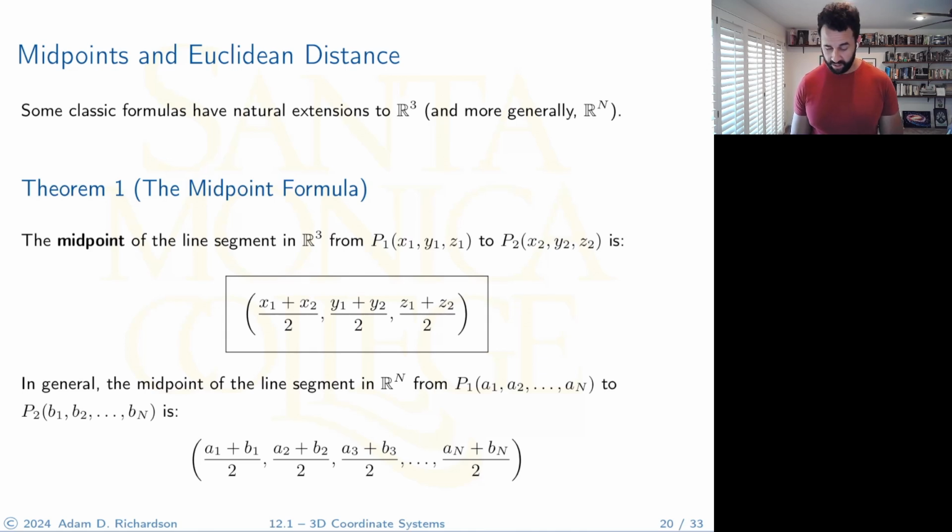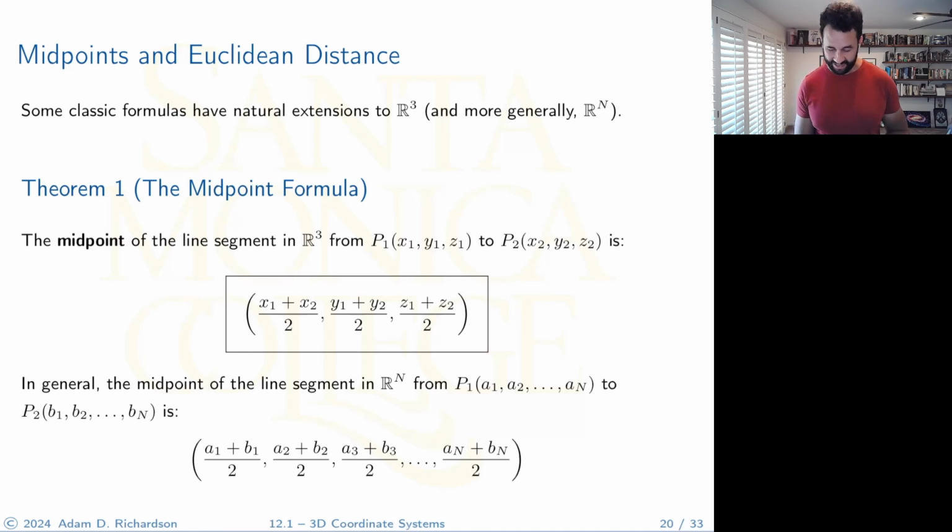That's basically it. In the past, you probably saw it in 2 dimensions, where you would just average the x coordinates, average the y coordinates, and that's the midpoint. So this idea extends in general to Rn. If you've got n-dimensional space, 1,000-dimensional space, however many dimensions you want, you can still talk about line segments in that space, and you can still talk about where the midpoint of that line segment is.